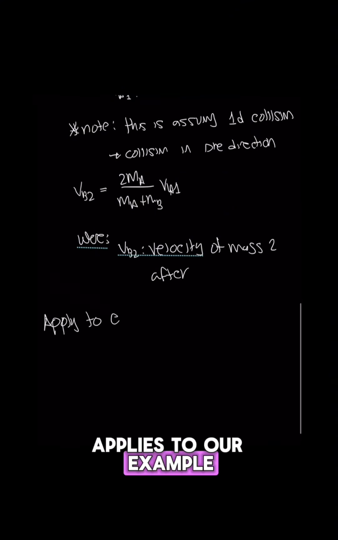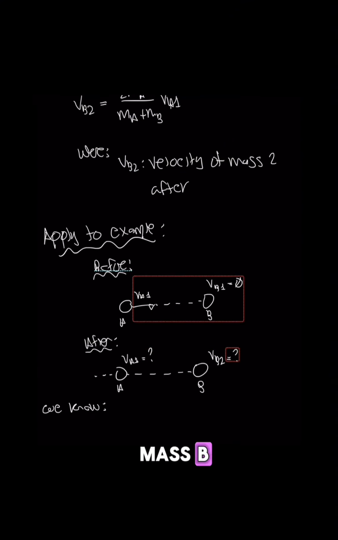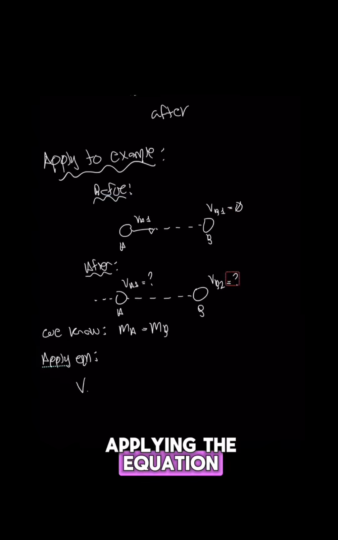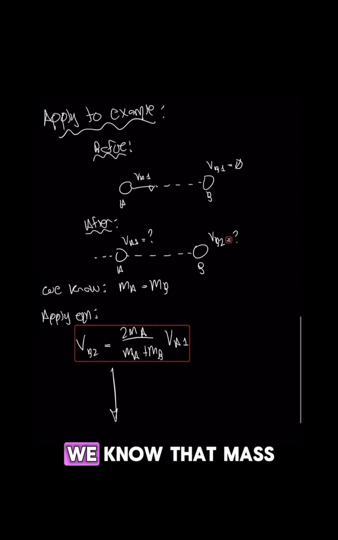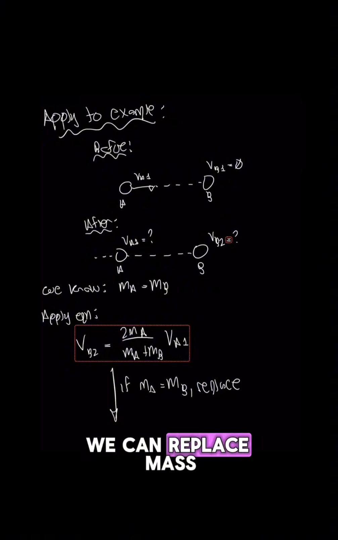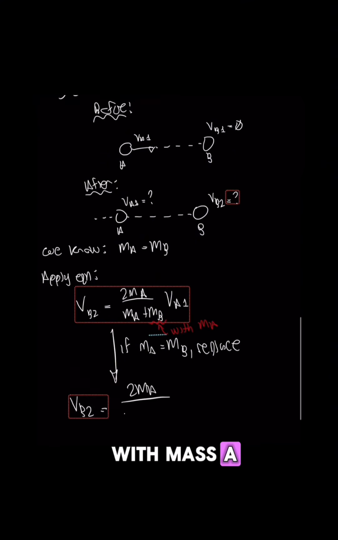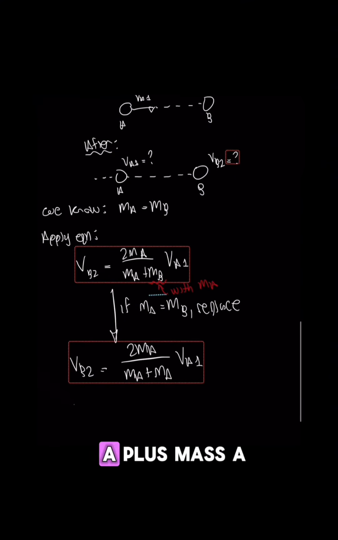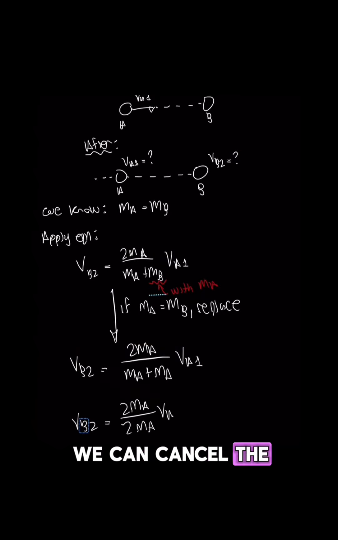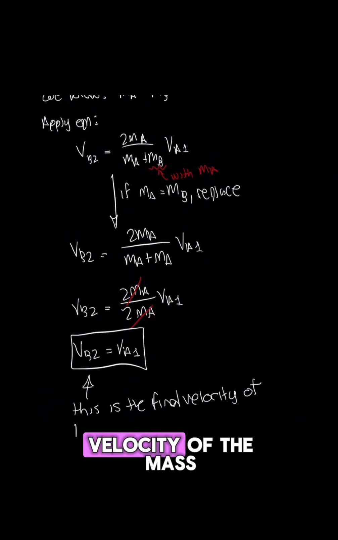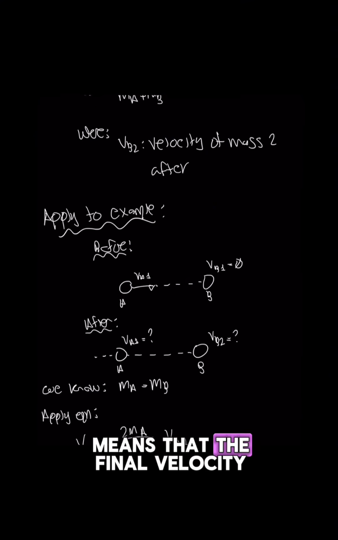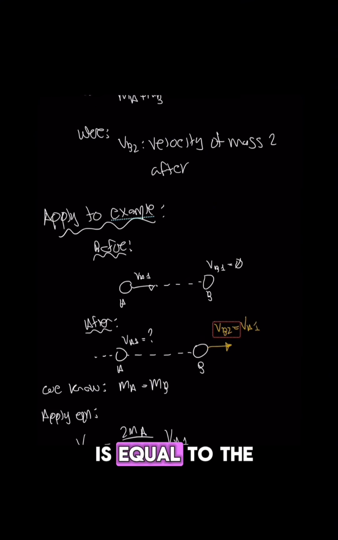We apply this to our example. We know that mass A is equal to mass B, so we start by applying the equation here, solving for the final velocity of mass 2 after the collision. We can replace mass B in the expression with mass A, and if we do that, we get this expression here. Then mass A plus mass A in the denominator is just equal to 2 mA. If we plug that in, we can cancel the numerator and denominator, and it just leaves us with this for the final answer. This is the final velocity of the mass after the collision, which means that the final velocity of the B mass is equal to the initial velocity of the A mass, VA1.